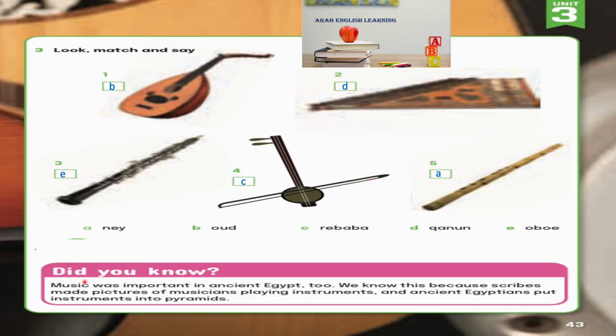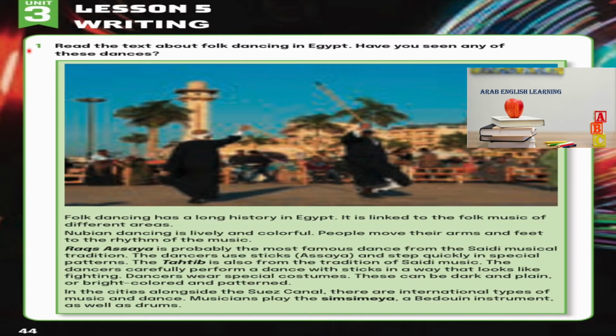Did you know music was important in ancient Egypt too? We know this because scribes made pictures of musicians playing instruments, and ancient Egyptians put instruments into pyramids. Page 44, lesson 5, exercise 1, read the text about folk dancing in Egypt. Have you seen any of these dances?